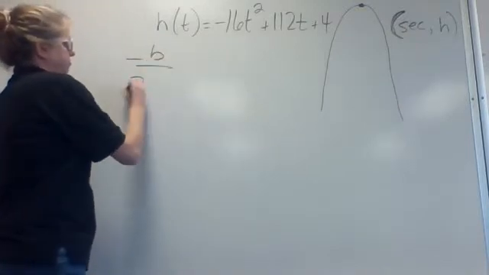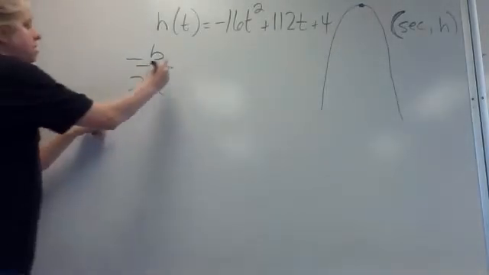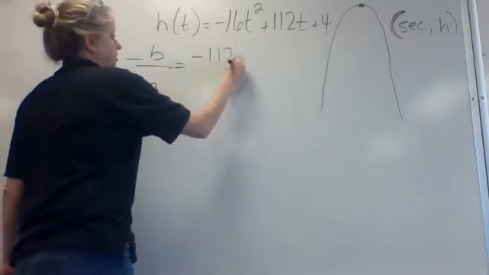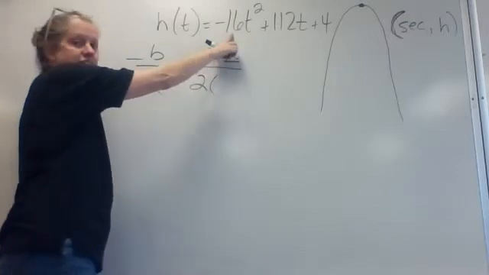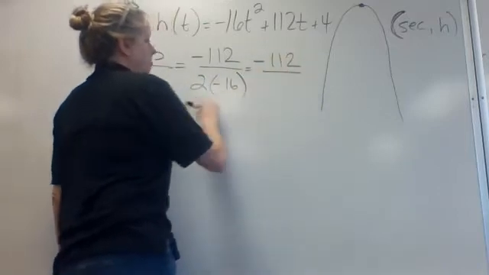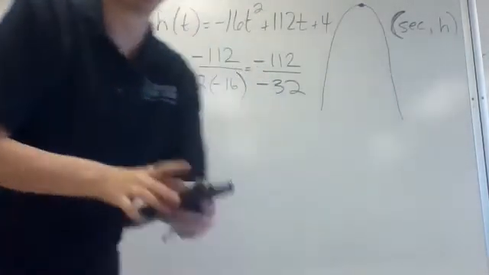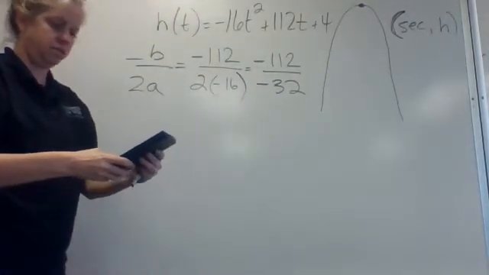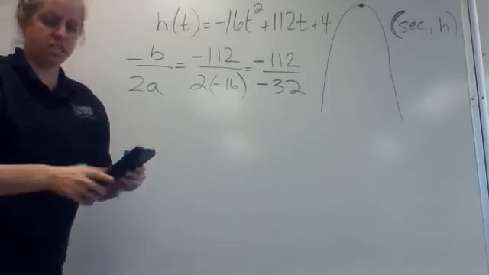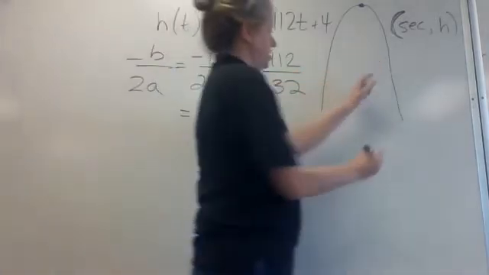So the x coordinate of the vertex, we'll use the opposite of b over 2a. So the opposite of this b is -112 over 2 times a. A is -16. So now I've got -112 over -32, which gives me 3.5. So that's going to be the seconds.